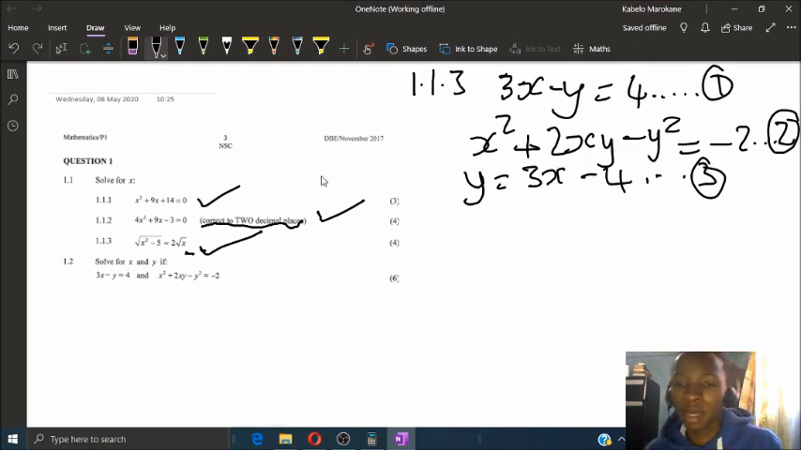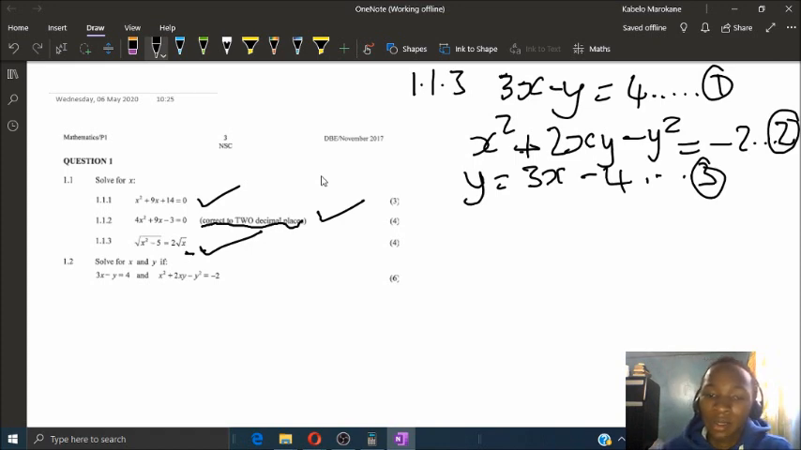Okay, so now that we have our third equation, we need to substitute the third equation into the second equation, not the first one, because we got our third equation from the first one, so we cannot substitute it back to the first one. You can't substitute it back to the one that you got it from, so we need to substitute it to the second one.